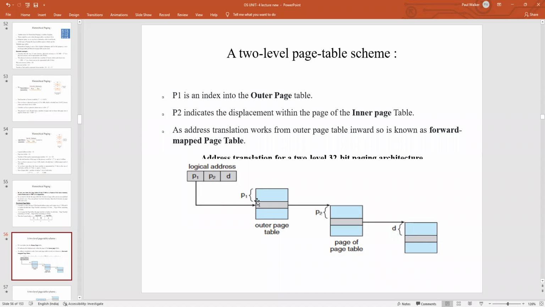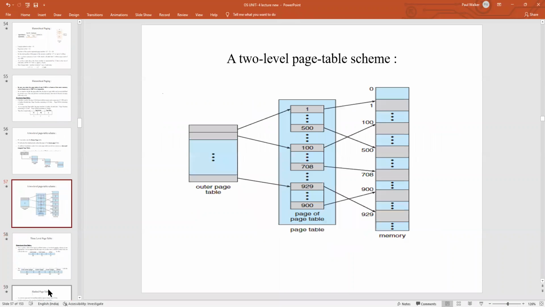The pages used here move forward. That type of sequence is called a forward-mapped page table, with P1, P2 and P3. Like this, we can use this 2-level page table scheme. Okay. So this is also an example of the 2-level page table scheme.